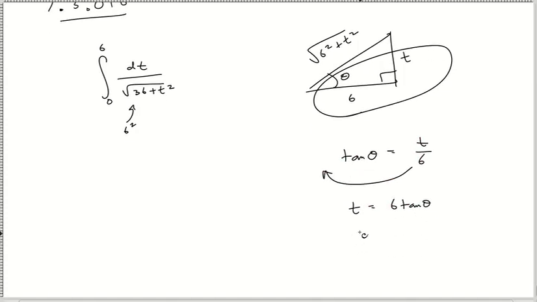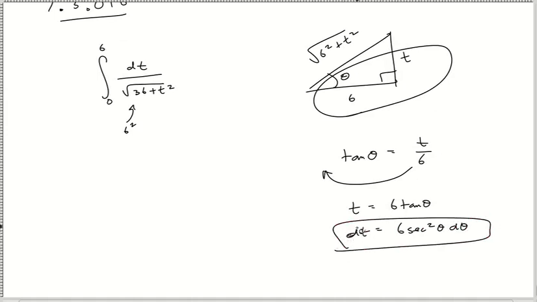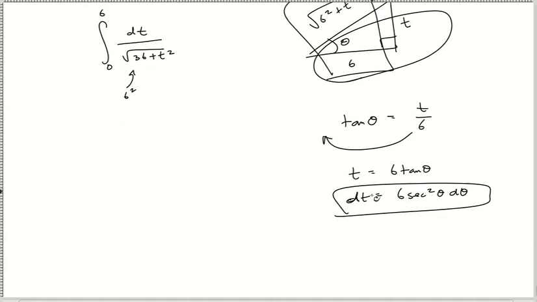I could take a derivative of that. Derivative of tangent is secant squared d theta. So that's going to be a plug it in kind of thing here in a minute. This guy's pretty easy. Again, I'm using the constant term here as much as possible. And so that would be cosine theta is equal to 6 over the square root.